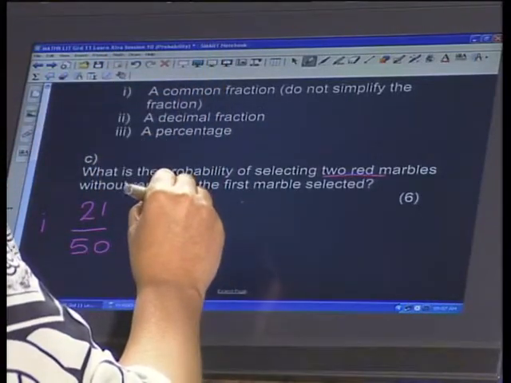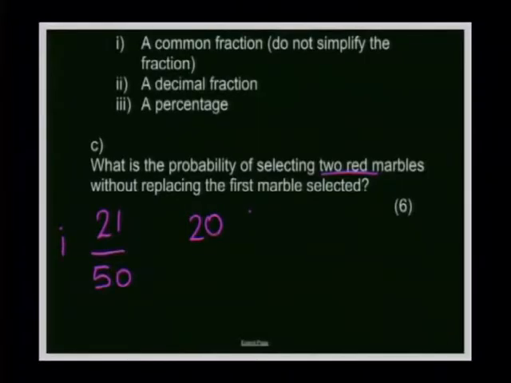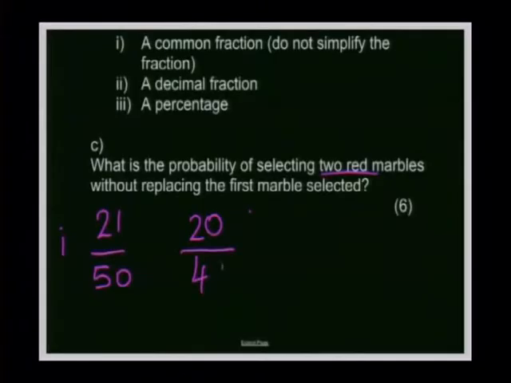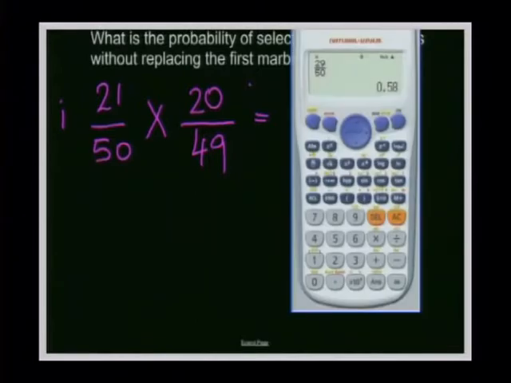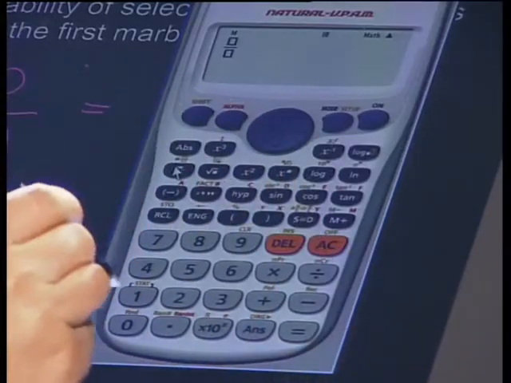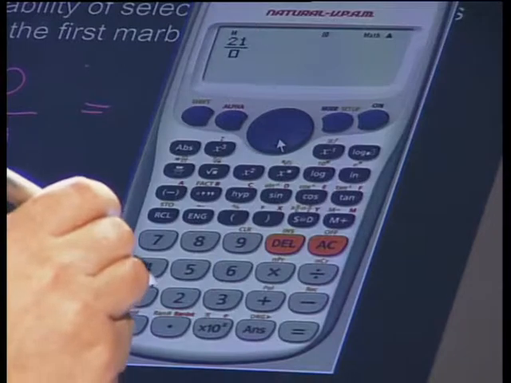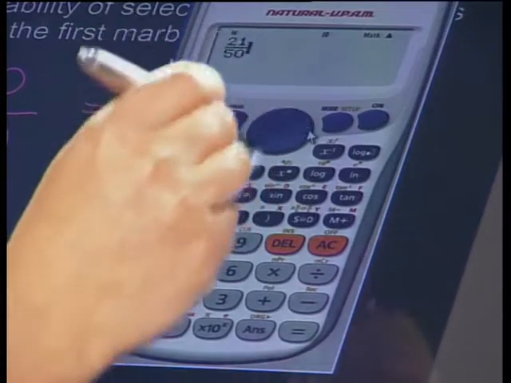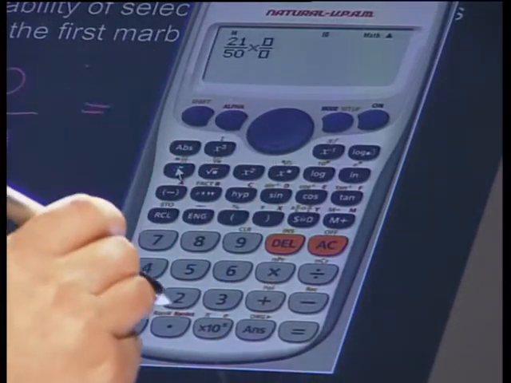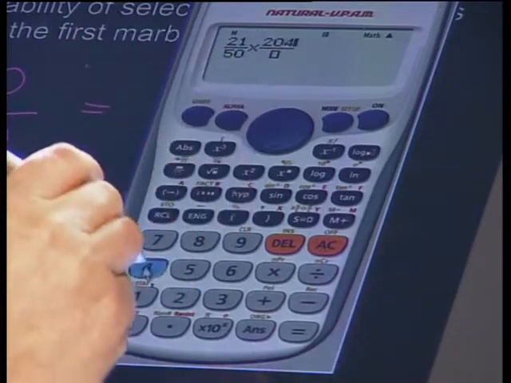So first let's work out the probability. So now I have 20 red marbles left. Remember, I took one out, and I've got a total of 49 marbles left. And I want 2, so it has to be a red and a red, which means that I need to multiply my answer. And we definitely need to do that on the calculator. So I have a fraction. I've got 21 out of 50, and a second red of 20 out of 49.